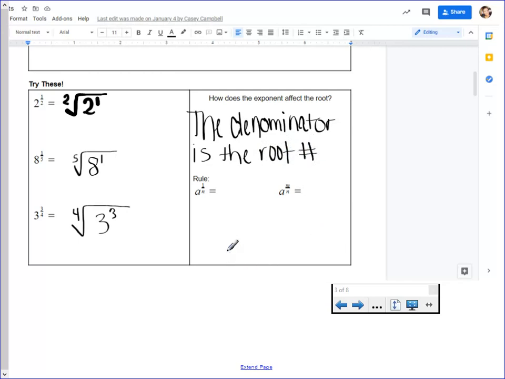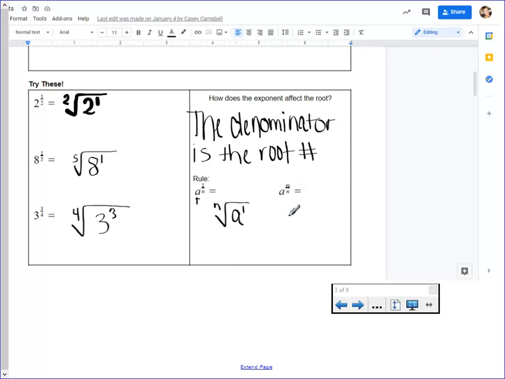So these are like the generic rules right here. This one says A, and then the numerator is a 1, the denominator is an N. So you're going to start with your square root sign. The first thing you're putting is this number right here underneath the square root sign. This is just an A. So I'm going to put an A underneath the square root. The denominator is your root. That's going to go in the little check mark part. And then the top number is the exponent for your larger number.